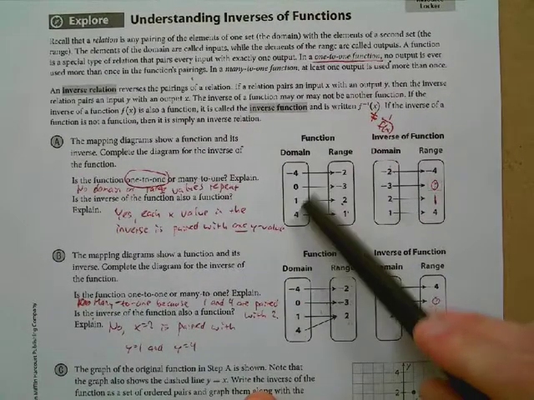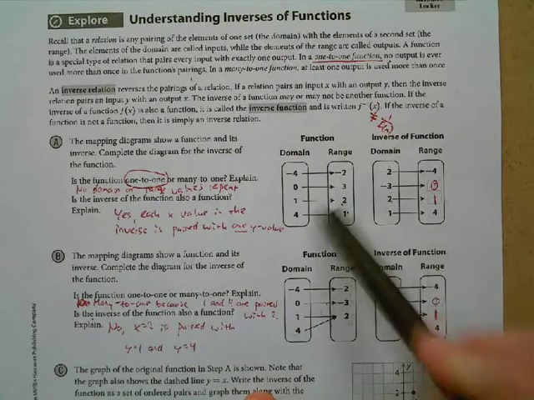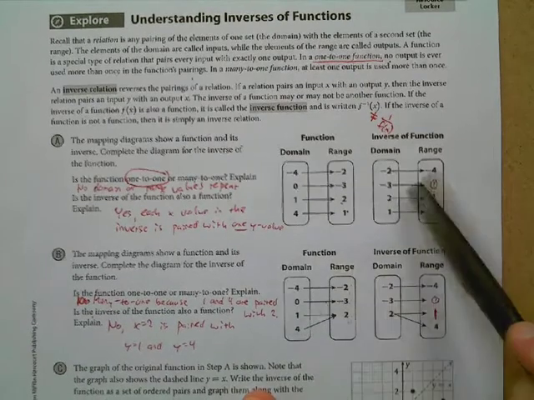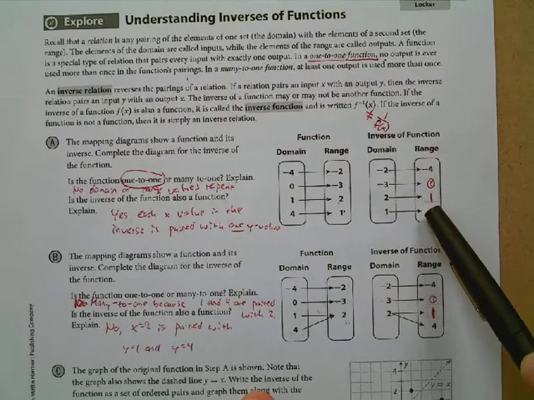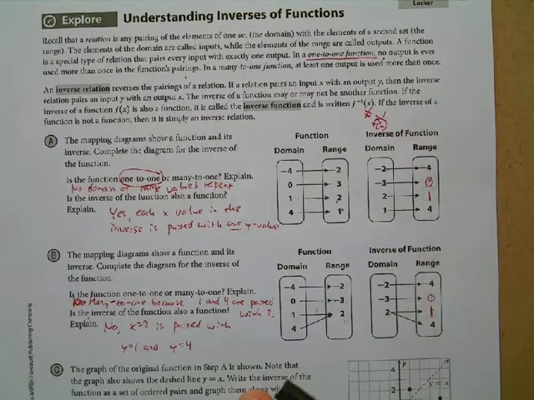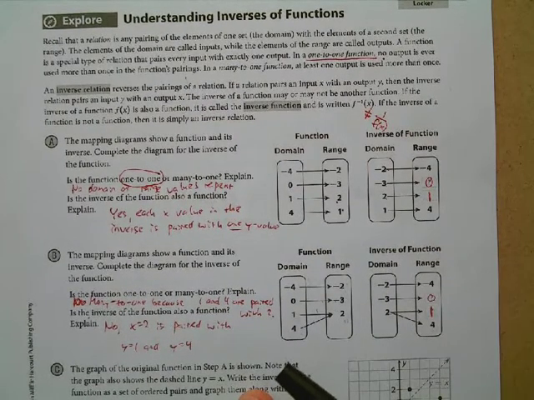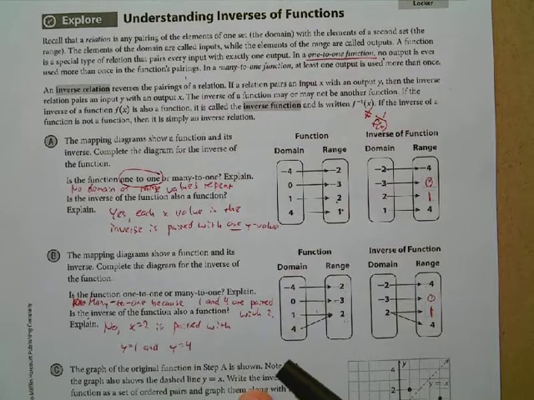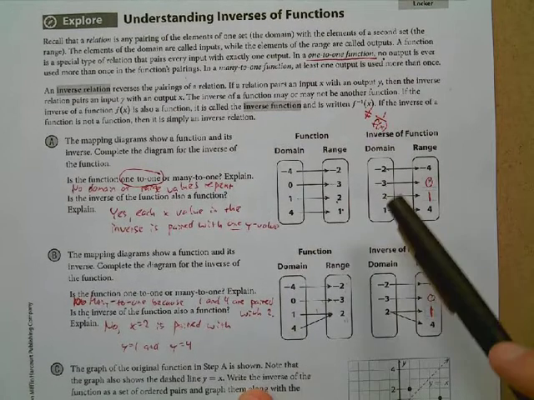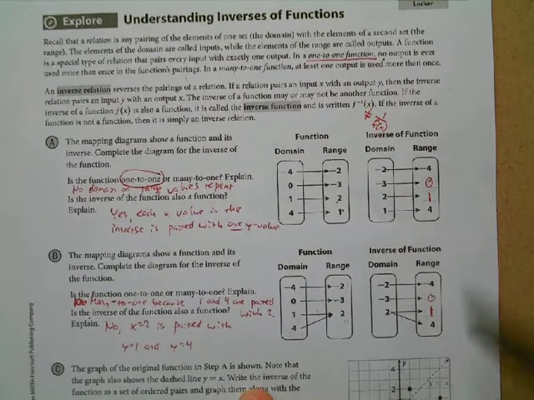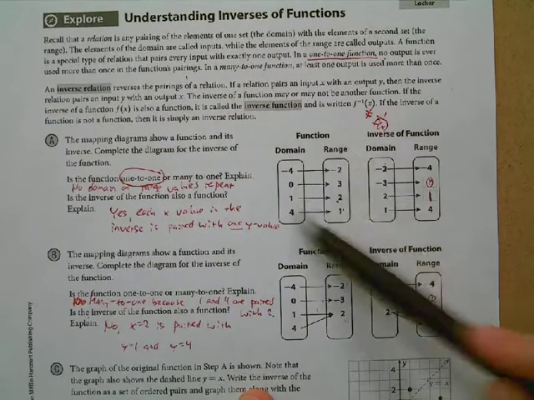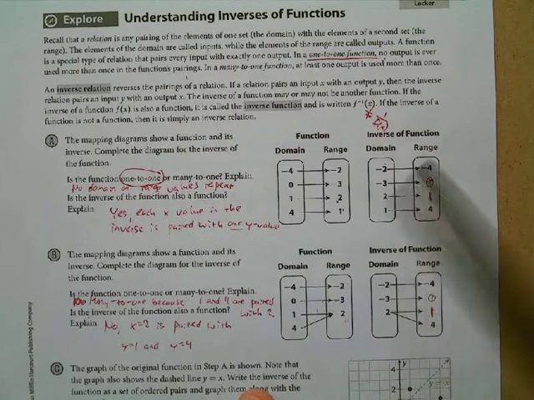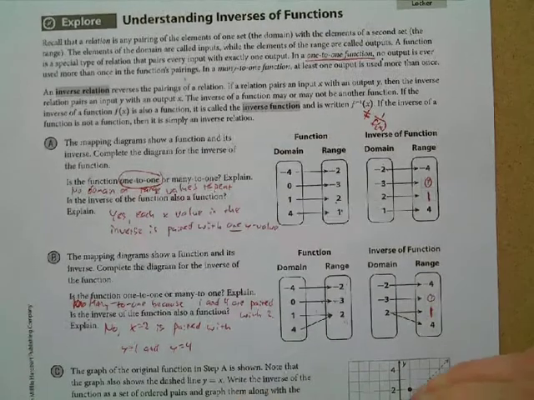In this case, our original function was a function. Is its inverse also a function? Does every x value go to just one y value? Is this a function? Yeah, it is. Every x value goes to one y value. So we start with a one-to-one function, and it resulted in something whose inverse was also a function.